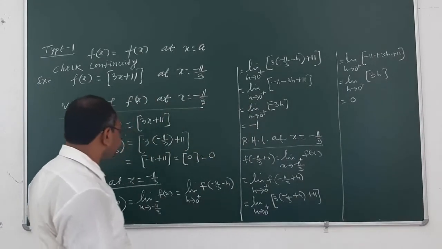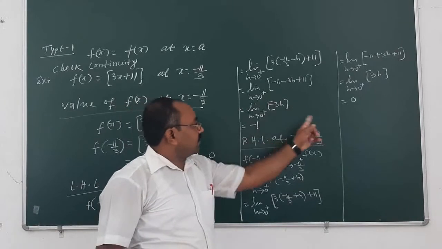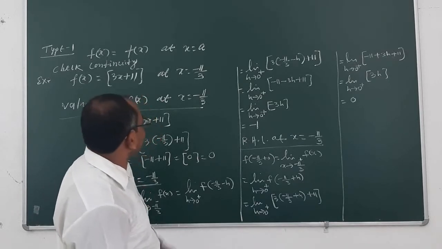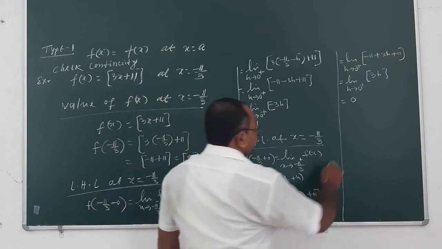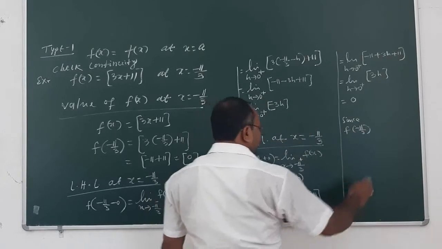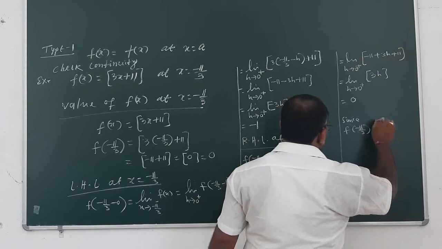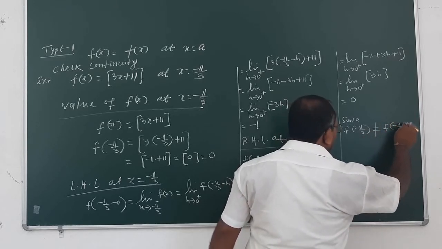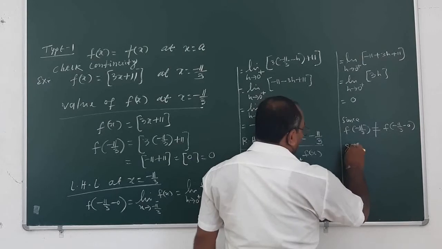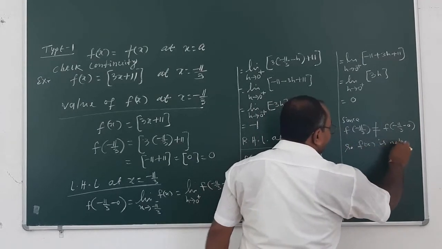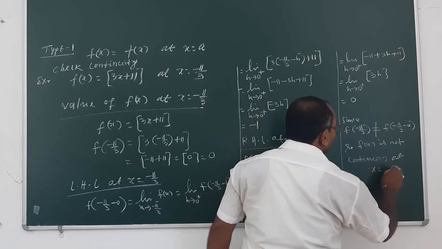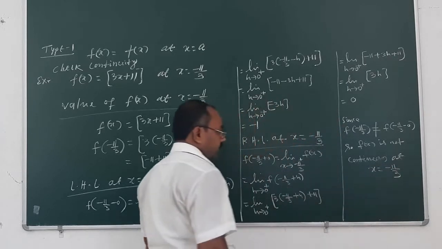Now here, look at this. These three are not equal. Hence, this function is not continuous at x equal to minus 11 by 3, since f of minus 11 by 3 is not equal to f of minus 11 by 3 minus 0. Okay, so f(x) is not continuous at x equal to minus 11 by 3.